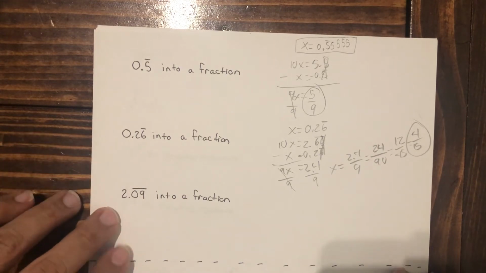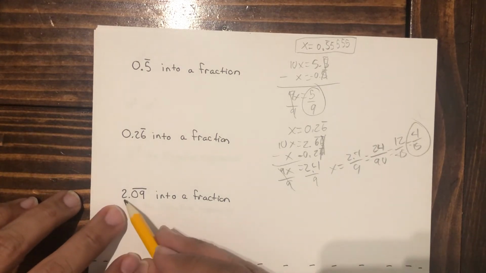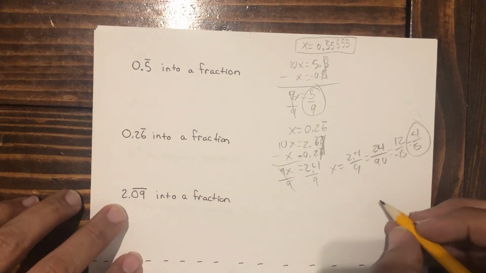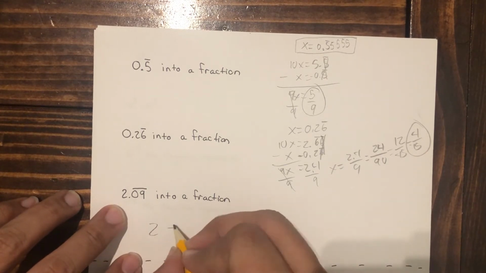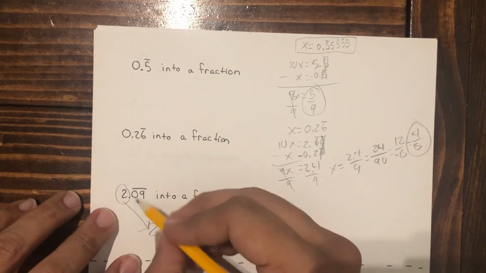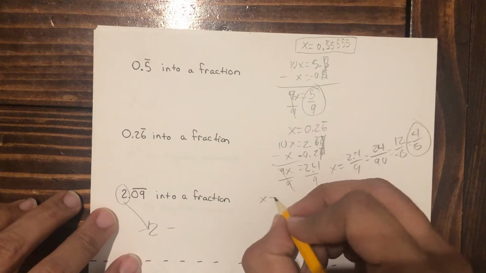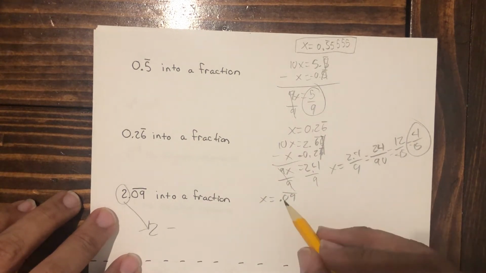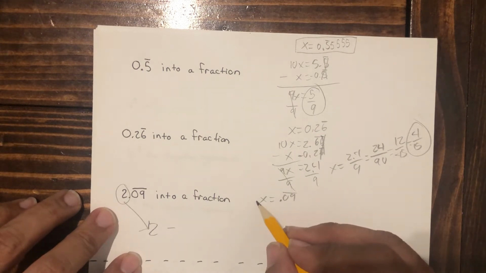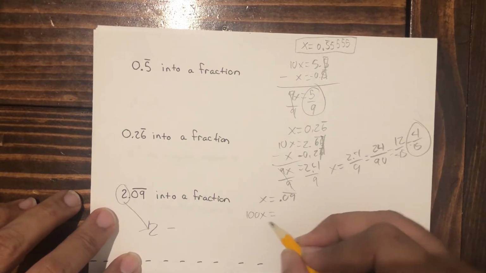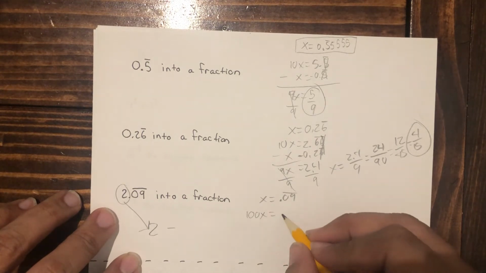Now we're going to do this one, 2.09. Now, because it's 2 and a decimal point, you know that's going to end up to be 2 and a fraction. So we're going to ignore the 2. It's already there. Now we're going to deal with the 0.09. So x equals 0.09, and the 09 is repeating forever. So 0 and 9, which means I'm going to multiply by something with 2 zeros because there are 2 numbers repeating. So now we're going to multiply this side by 100 and this side by 100.